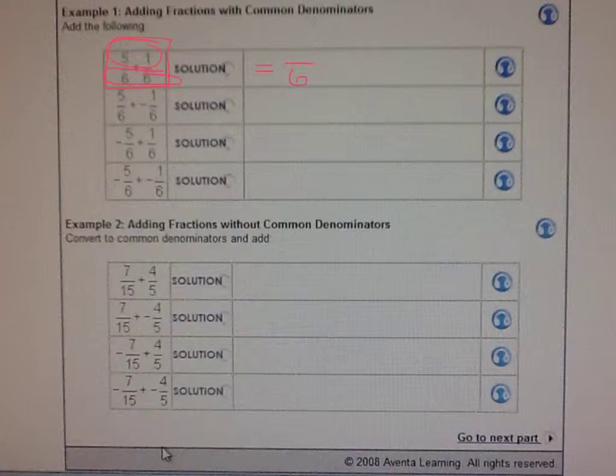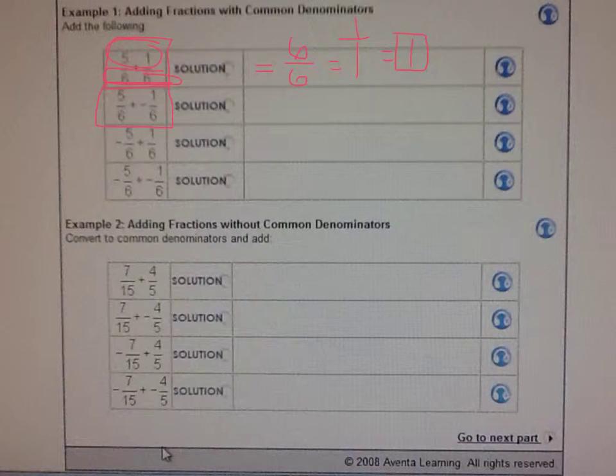5 plus 1 is 6. Now, we can also simplify this. What's 6 divided by 6? 1. Because 6 was in 6 one time. If you can reduce it, which is actually 1 over 1, which we know is 1. And that's your answer. All right, let's look at the next one.